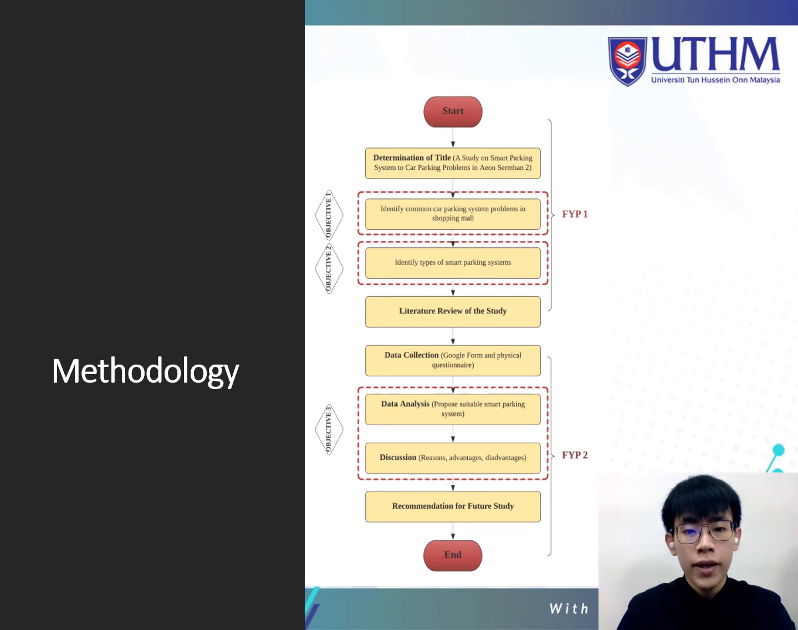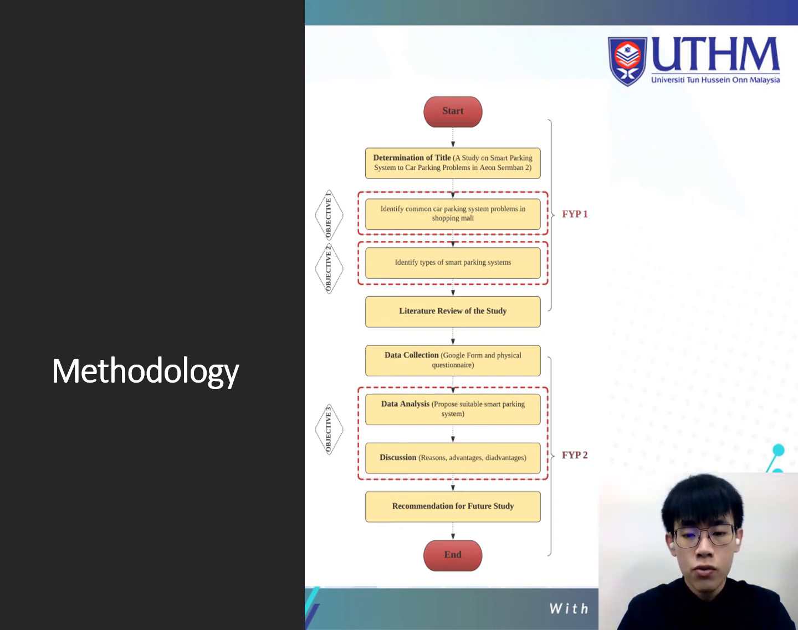In order to begin this research study, determination of title takes place first. After determining the title, identifying common car parking system problems in shopping mall is the next step. For your information, this is the first objective of the entire study. The next objective of the study is identifying types of smart parking system. Next, literature review will be done by the researcher.